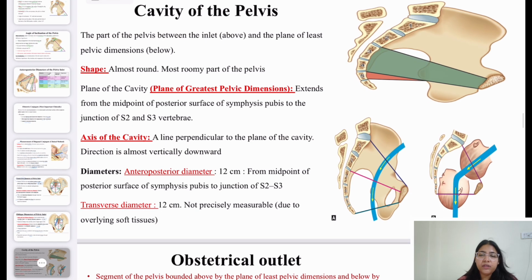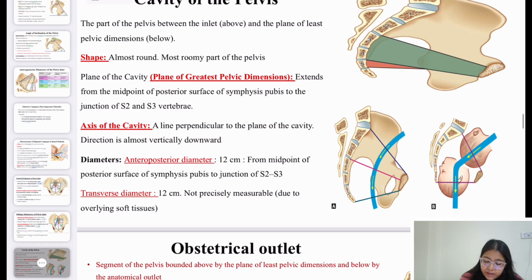You have learnt about AP diameter, oblique diameter, and transverse diameters, and now come to the cavity of the pelvis. So inlet is done, boundaries are done, planes are done, angle of inclination done, different diameters done, and their relative importance done. Now come to the cavity of the pelvis. Okay, I know this is a very boring topic, but this is very important. You should just read it once and then keep revising, otherwise you will forget for sure.